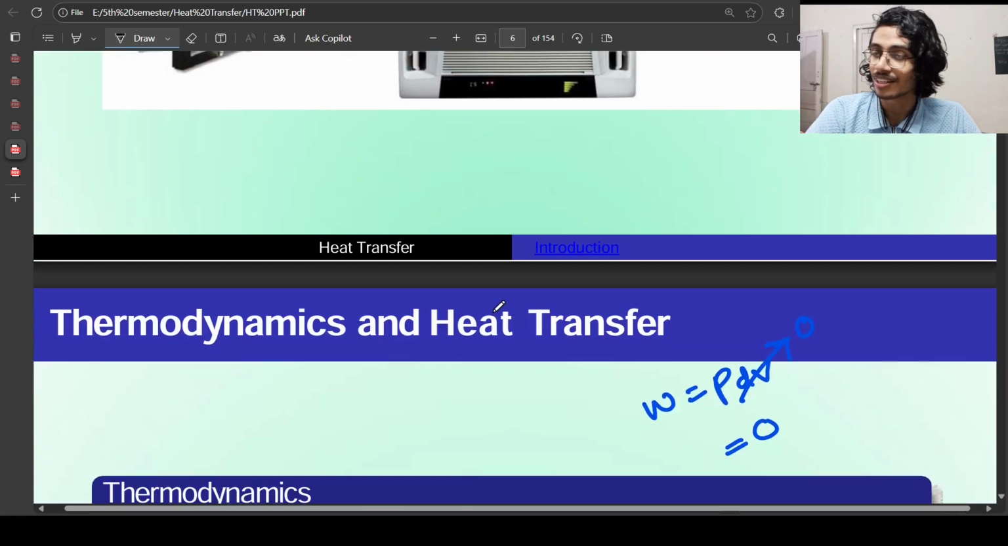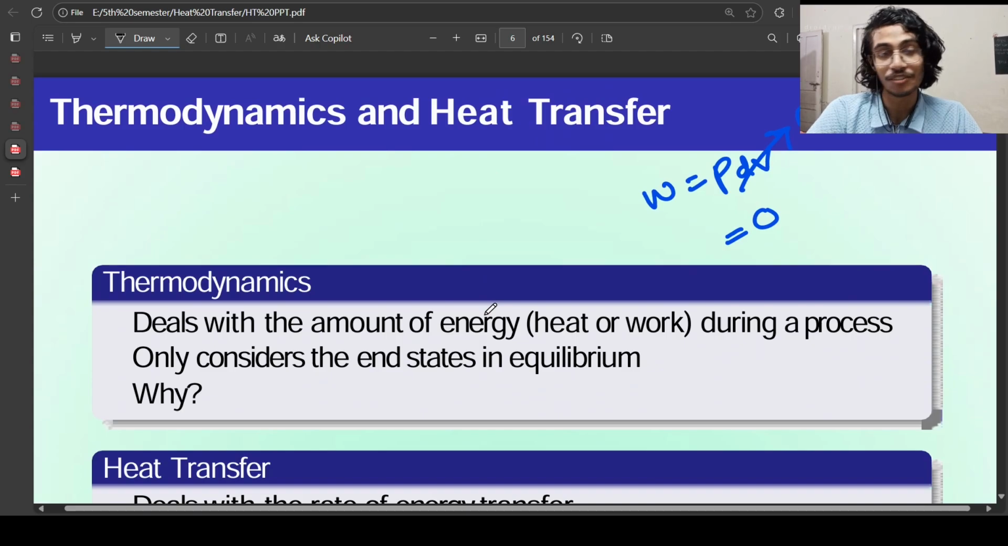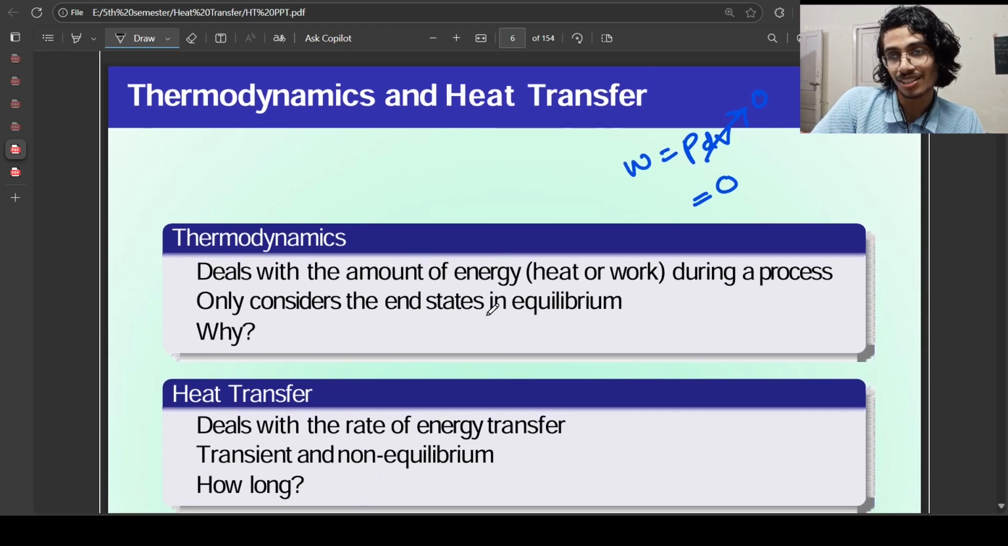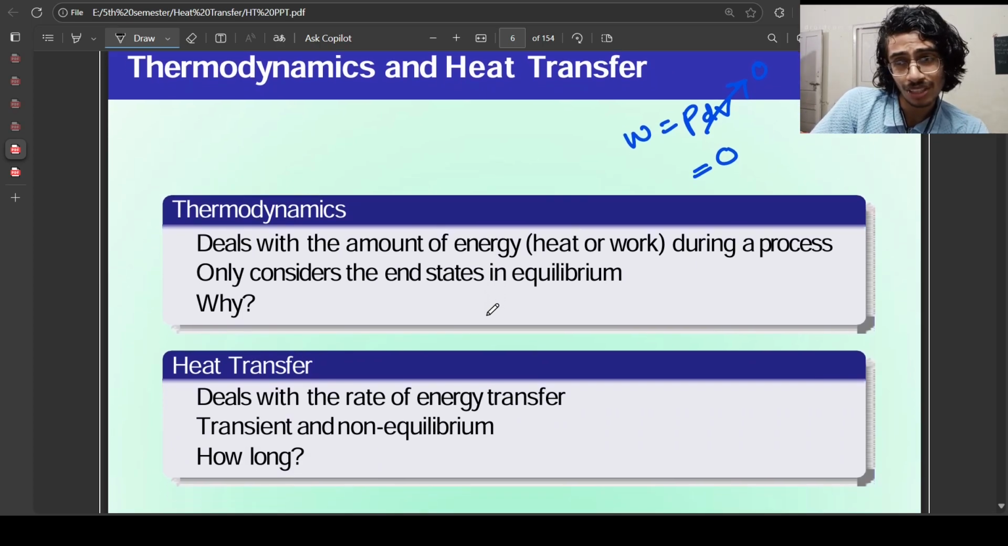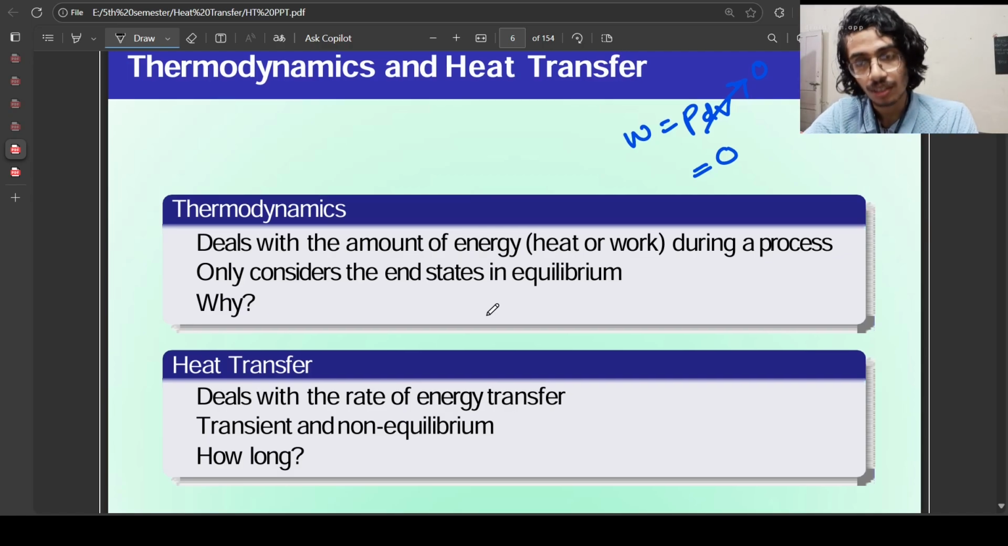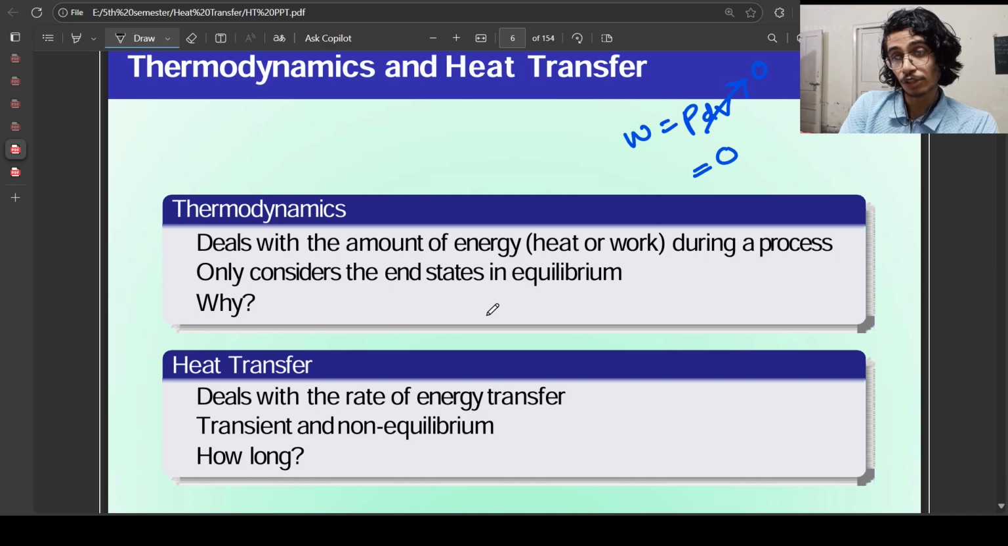All right, let's move forward and see the differences between thermodynamics and heat transfer. So what is the basic difference between them? See, thermodynamics only deals with the amount of energy. The energy can be heat or work during a process. Thermodynamics deals with the amount of energy during a process. Okay. On the other hand, heat transfer deals with the rate of energy transfer. With one word, you will understand it very clearly.